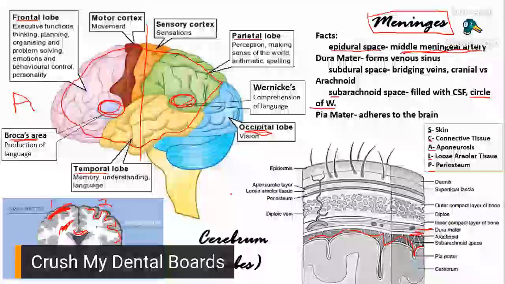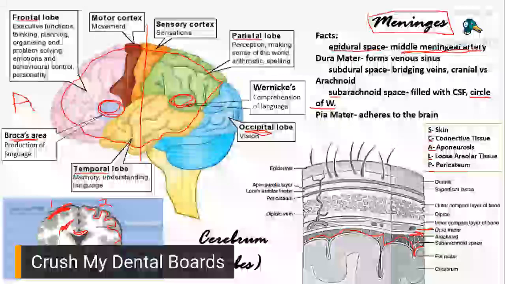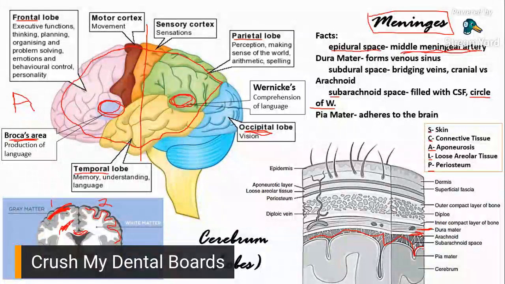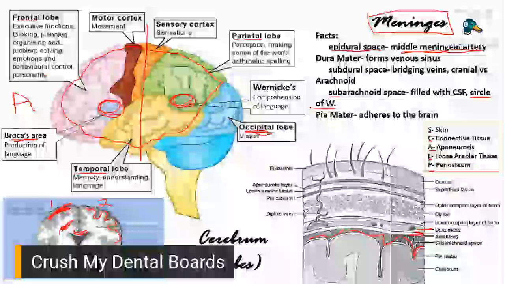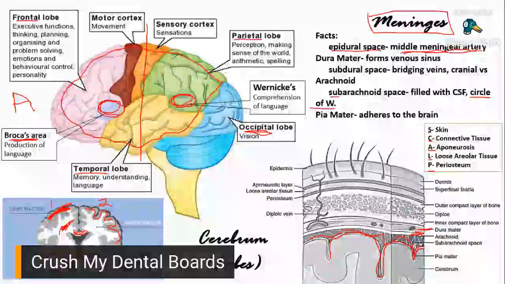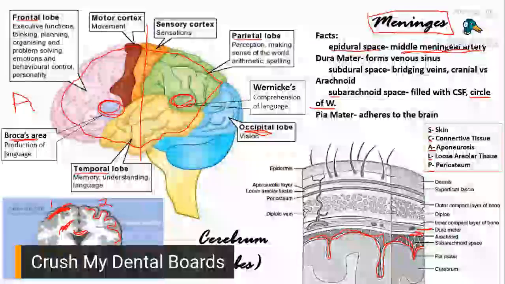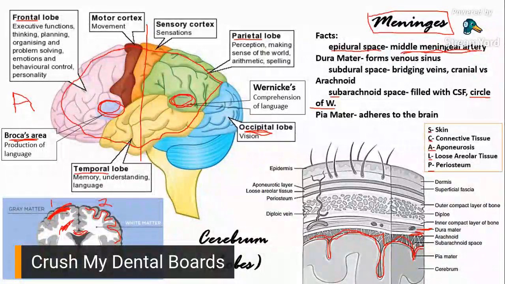All right. And then after your subarachnoid space, you have your pia mater right here. The pia mater is the layer that sticks to your cerebrum, to your brain tissue. Okay? So those are the different meninges of the brain. We have discussed the cerebrum and the meninges.